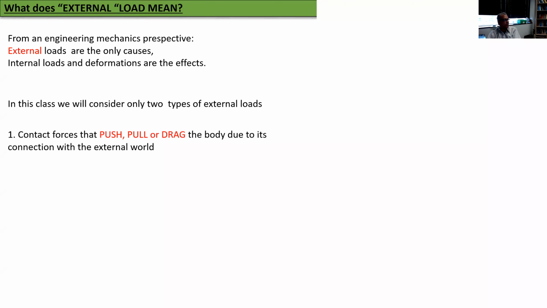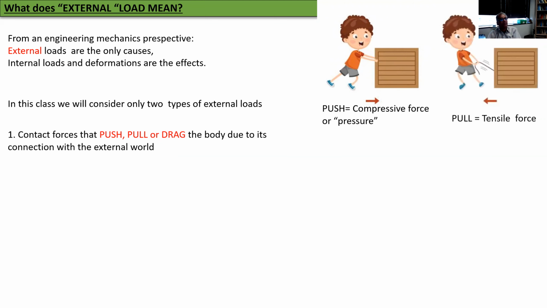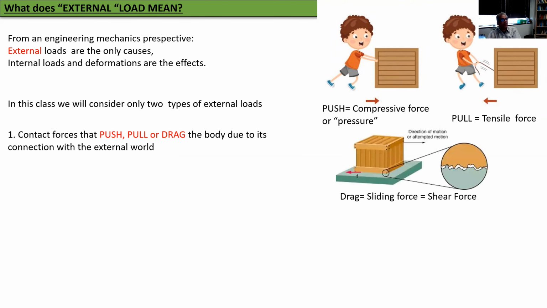The first type of external load is called contact forces, which either push, pull, or drag the body due to its connection with the external world. So that's push. It's also called compressive force or pressure. That is pull, and it's called tensile force. And then there is drag, which is sliding or shear force. Okay, so this is contact force.